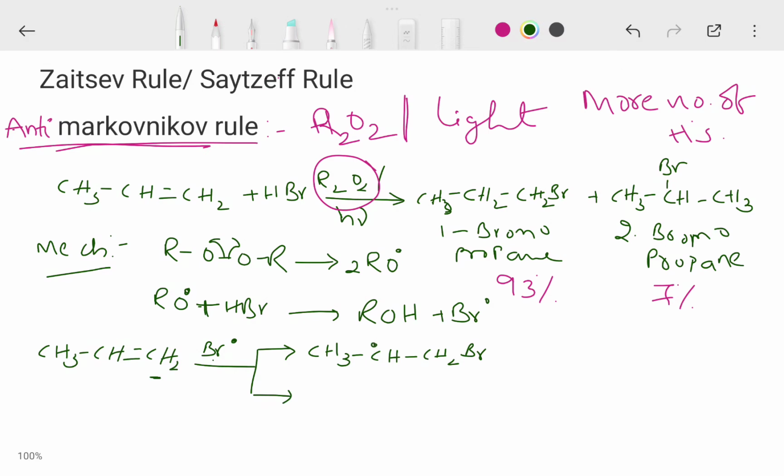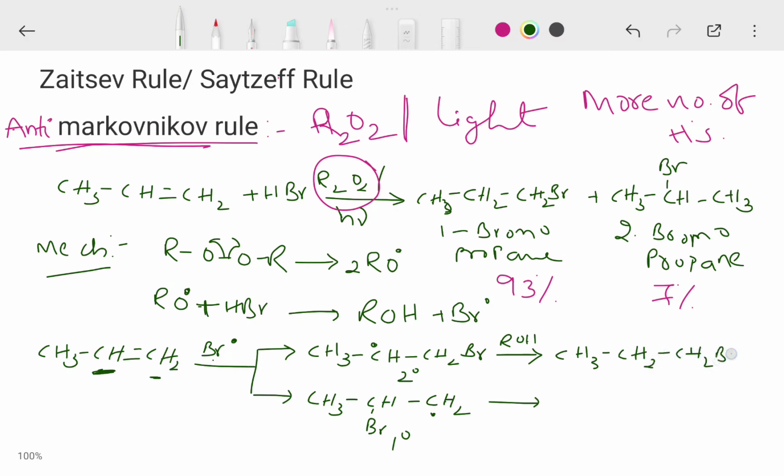If the bromine radical reacts with this carbon atom, CH3 CHBr CH2 dot, this type of free radical is formed. In the first one, this is the secondary free radical, and this one is the primary free radical. You already know secondary free radicals are more stable than primary free radicals. That's why the compound containing the secondary free radical is the major product.